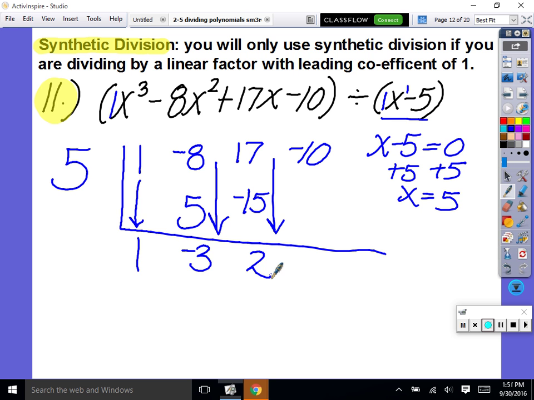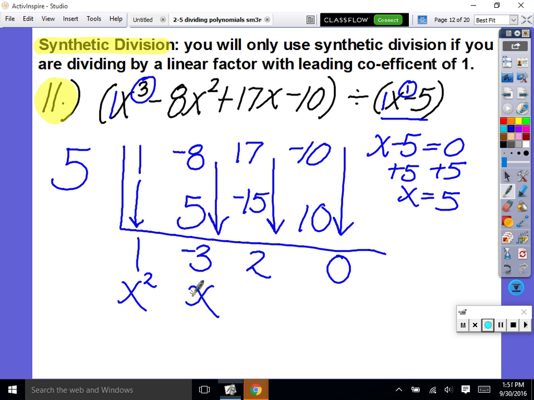Okay? 2 times 5, 10, and then we add straight down. 0. Now here's what's important to know. So you're like, what is that? I'm going to tell you. Didn't we go from a degree 3 and we divided by degree 1? Wouldn't that be degree 2? We took it from a cubic polynomial, we divided it down to a quadratic. So that's degree 2. So this is x squared, this is x, this is constant. That's in order, right? I'm just going backwards, and this is our remainder.